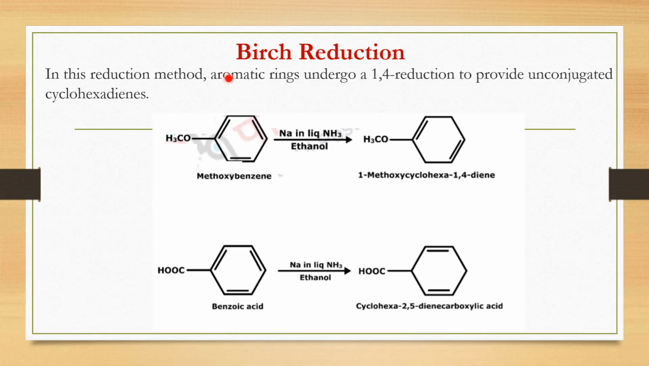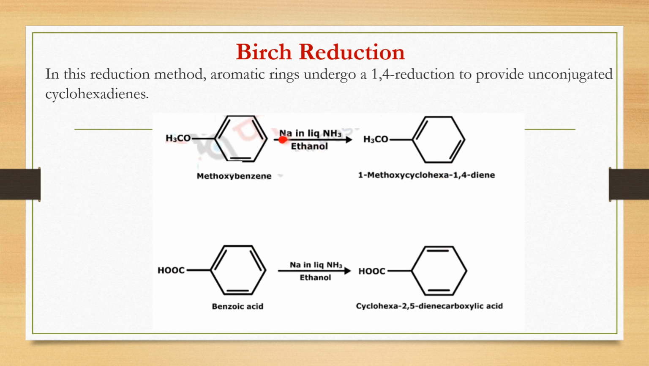These are some reactions that we are going to study. Birch reduction. This is again an example of regioselectivity. Birch reduction is a reduction of a benzene ring, in which aromatic rings undergo 1,4 reduction. Two positions are reduced. The reaction is going to take place on the benzene ring, but because two different groups are present, the reduction takes place in a different way.